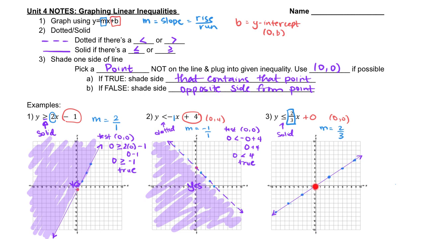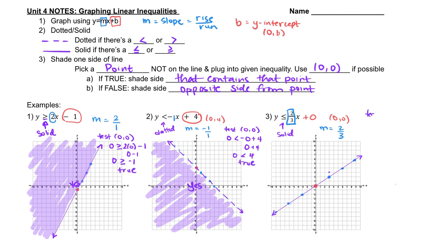I have my solid line graphed, but it's time to test again to decide if I'm shading here or here. My test point that I like to use, (0, 0), is on my line, so I cannot use that. So I have to pick another one. I usually like to pick something where the x and y are the same number because that makes it easier to make sure that I don't plug things into the wrong spot. On this one, I'm going to look at the point (3, 3). (3, 3) is right here. The reason I want to test that point is because I have a fraction with a denominator of 3, and that's going to make it a little bit easier.